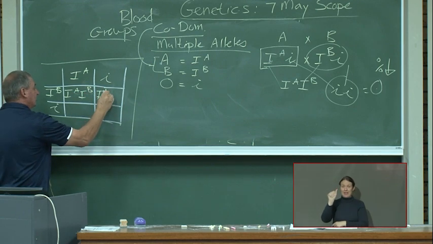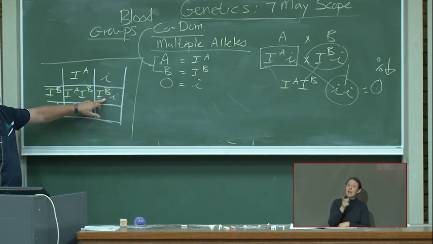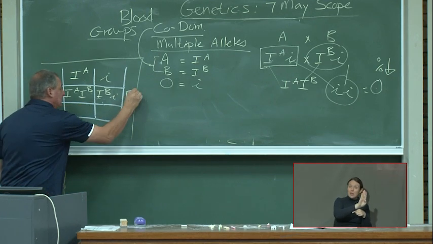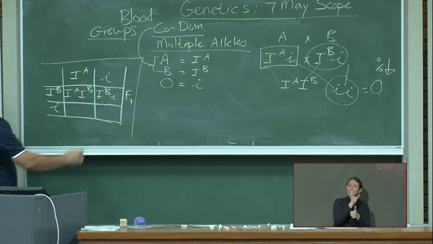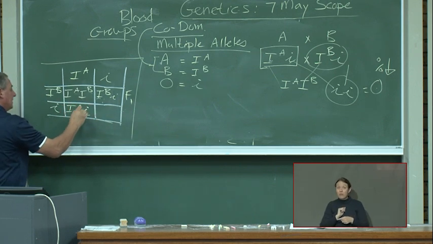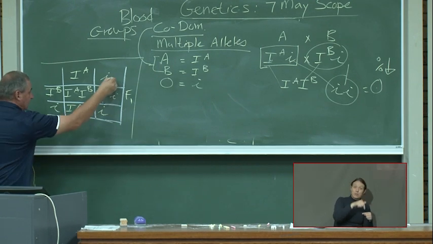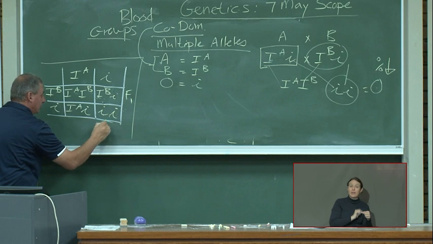This one is blood group what? Please shout out. This child is blood group what? B, because B dominates O in the children here. This blood group will be blood type A. And this child can be born, the I goes across, the I comes down with blood group what?